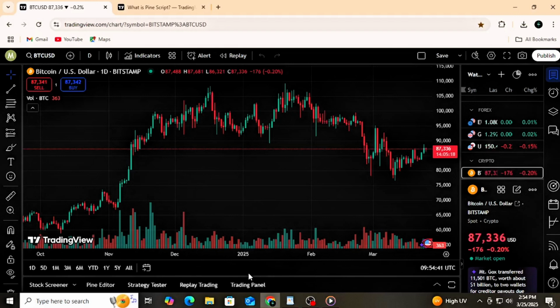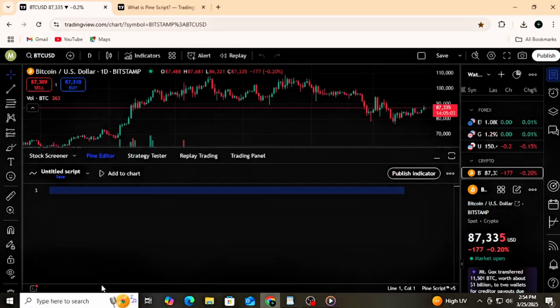To start writing PineScript, you need to access the TradingView platform. TradingView provides a built-in editor where you can write, modify, and execute your scripts. The editor can be found by opening the TradingView chart and clicking on the Pine Editor tab at the bottom of the screen. Once you open the Pine Editor, you can immediately start writing your script.